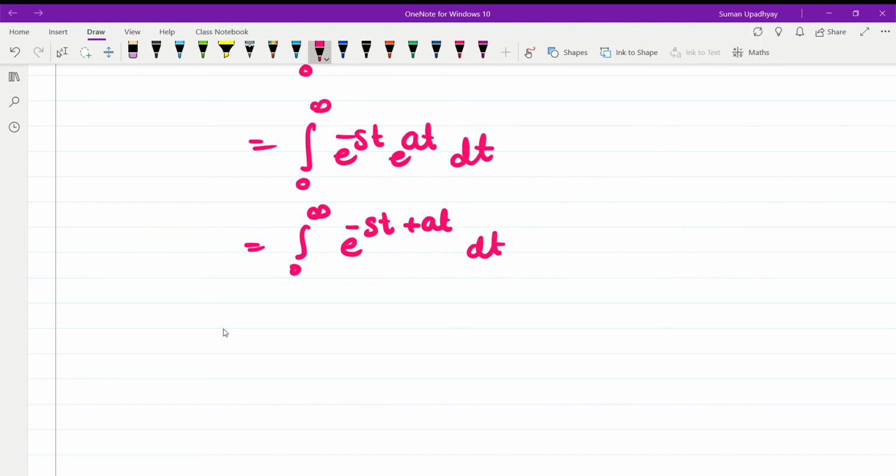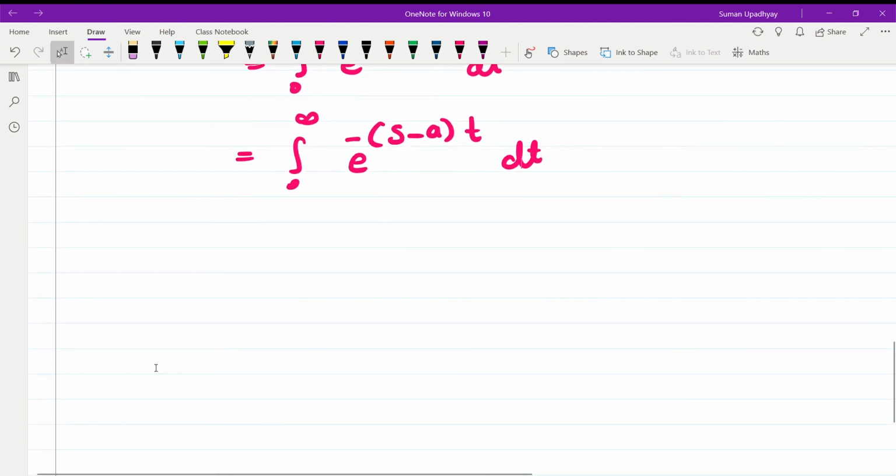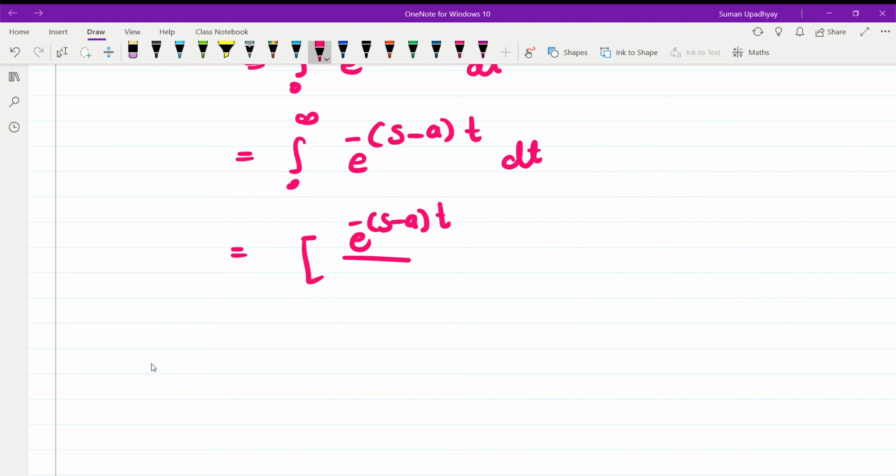Now I'm going to take out some common terms. So I'll be taking minus outside and t also common, so I'll be left with s minus a inside. Now I'm going to integrate it. So integration of e raised to minus (s minus a)t is going to be e raised to minus (s minus a)t, the whole divided by minus of (s minus a), and the limit is from 0 to infinity. Again, these are the limits of variable t.